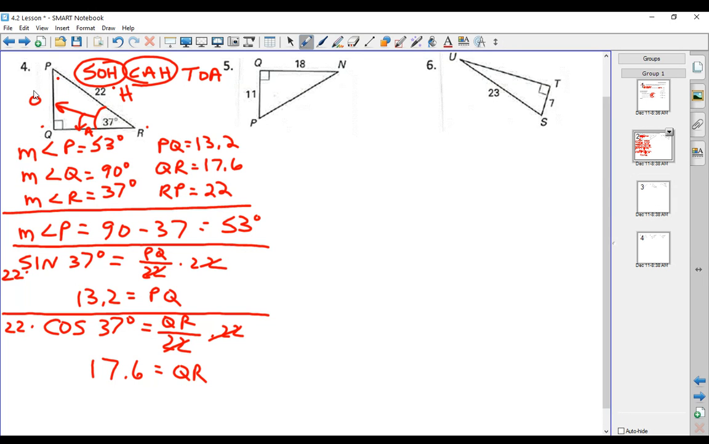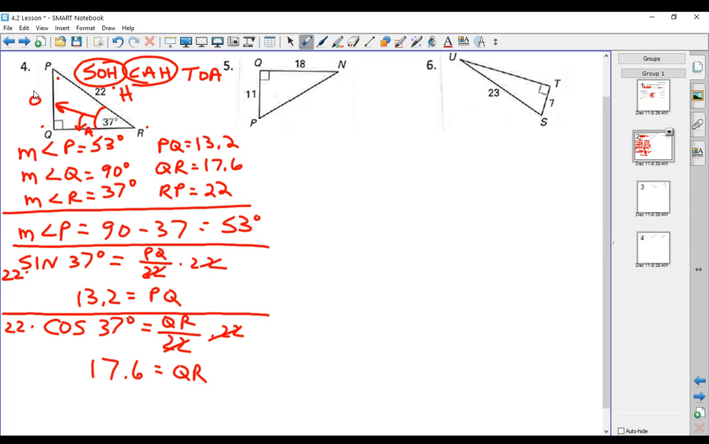So now we have solved for all 6 pieces of the triangle. We know the measures of angles P, Q, and R, and we know the measures of sides PQ, QR, and RP. This is what we mean by solving a right triangle.